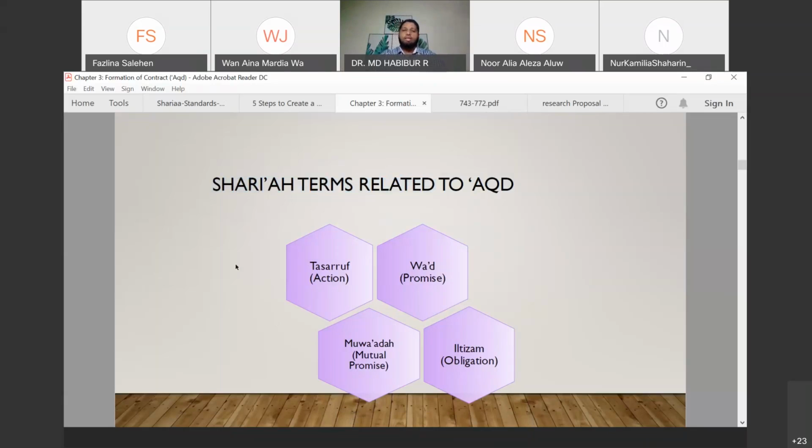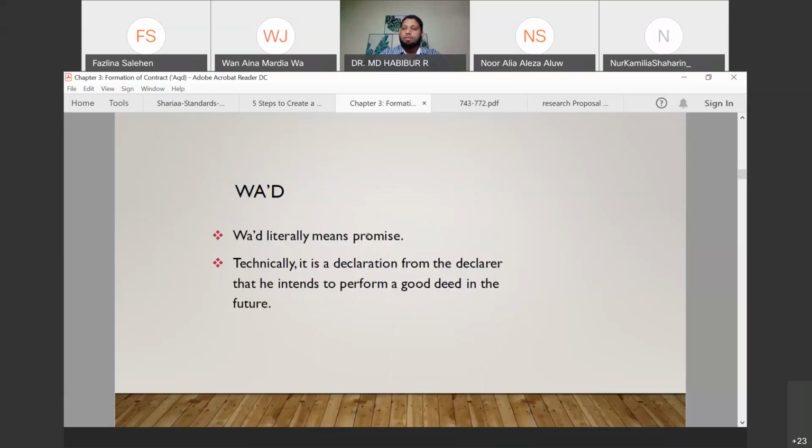So wa'ad literally means promise. It is a declaration from the declarer that he intends to perform a good deed in the future. So wa'ad is not aqd. Wa'ad is just a commitment, just a promise. I promise you that I will buy your house tomorrow. This is a promise, not aqd. The aqd will be tomorrow. This is just a declaration, a statement, a commitment. I promise that I will buy, inshallah, tomorrow if everything is all right. So this is wa'ad, promise.